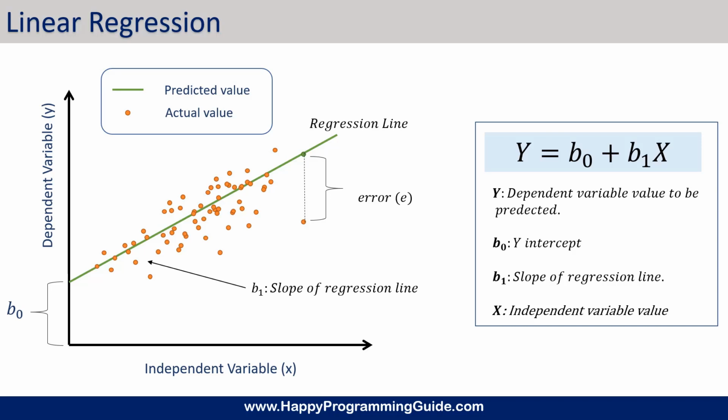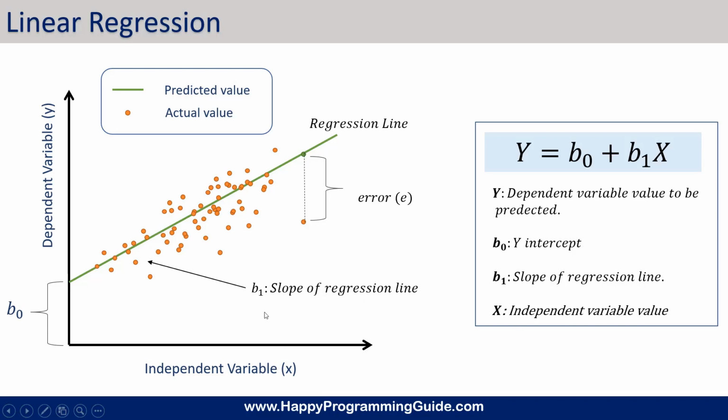So here the price of a house depends on its size or locality. So the price is the dependent variable and the locality or size is the independent variable. The equation to draw out the relationship between dependent and independent variable is y = b0 + b1 x. Here y is the dependent variable value which we are interested in or which we want to predict. b0 is the y-intercept, b1 is the slope of the regression line, and x is the independent variable value.